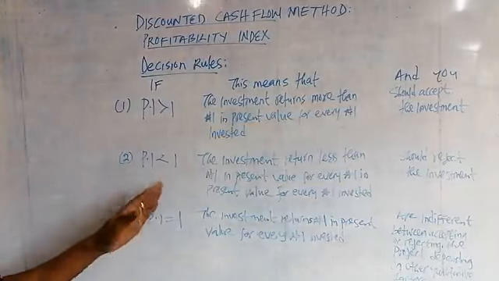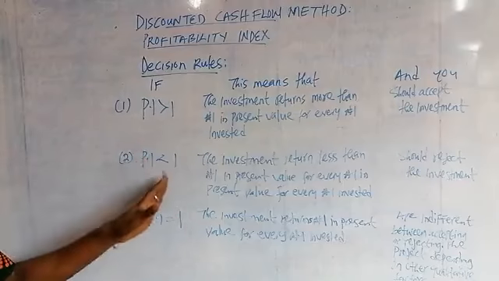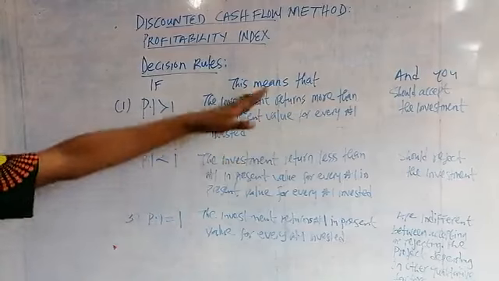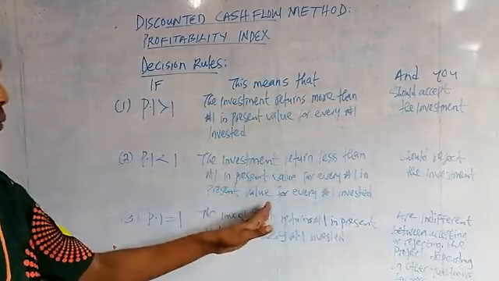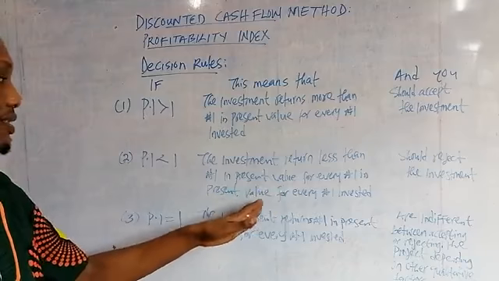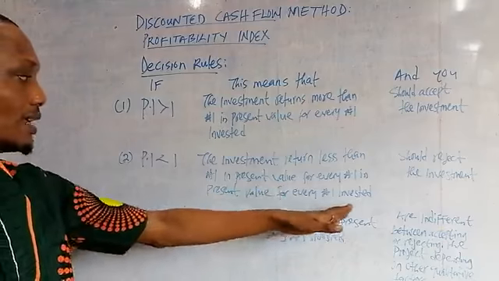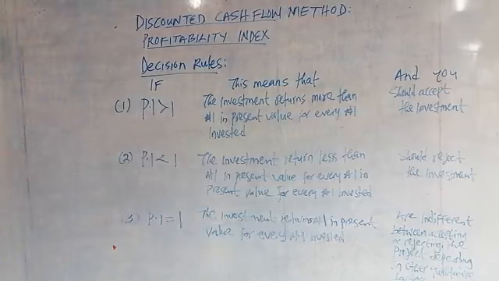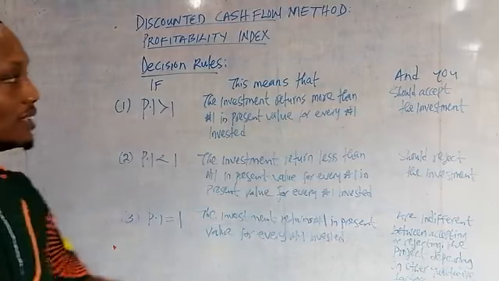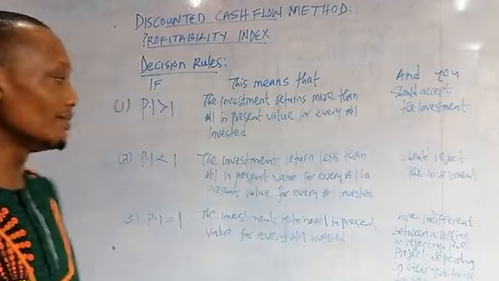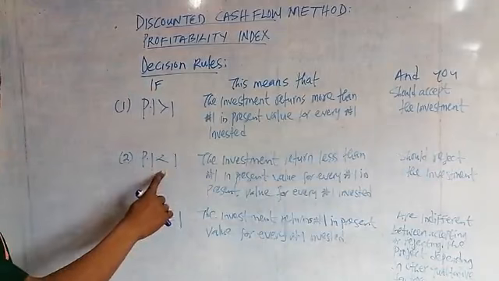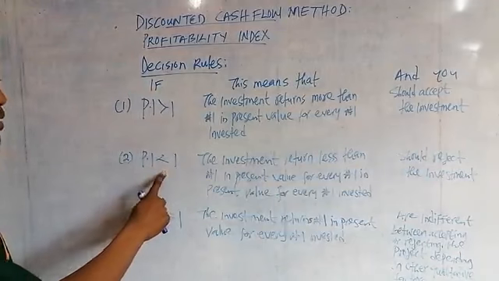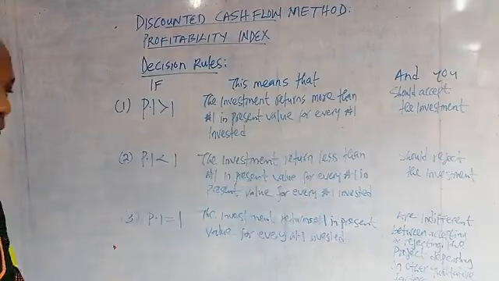But in a case whereby the PI computed is less than 1, this means that the investment returns less than 1 naira in present value for every 1 naira invested. And this means that you should reject the investment. If your computed PI is less than 1, you have to reject the investment.